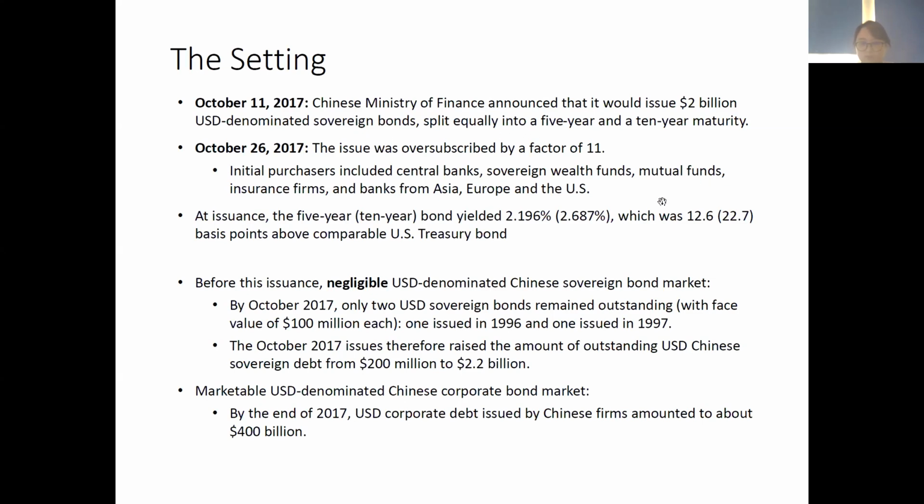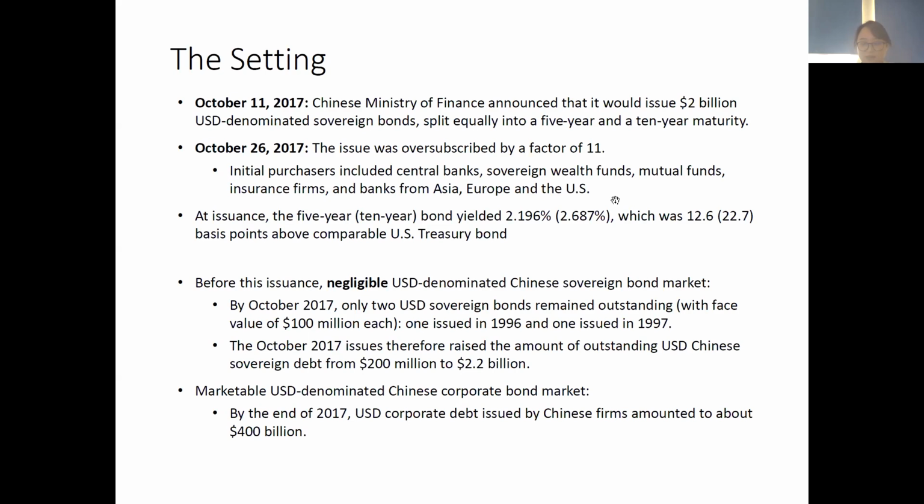And as mentioned by Abiruk in the Slack, this deal was quite welcomed by the market. The issuance had an oversubscription ratio of 11. That's to say the people who wanted to buy the bond were 11 times the issuance amount, right? And the deal was welcomed by central banks, sovereign wealth funds, mutual funds, etc., all over the world. Another aspect showing that the deal was very welcomed by the market is the issuance yield. The issuance yield was around 2.2% for the 5-year maturity bond and 2.7% for the 10-year tenor bond, right?